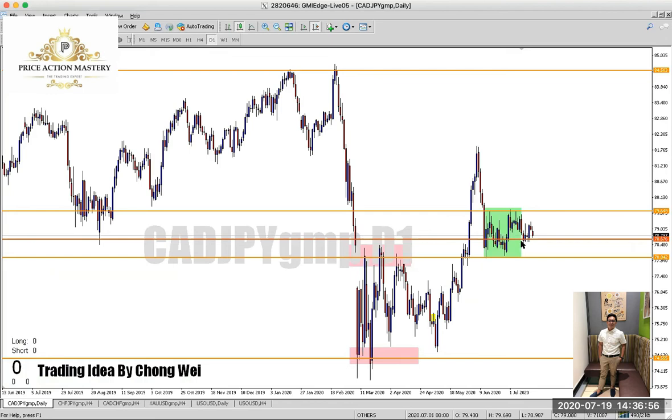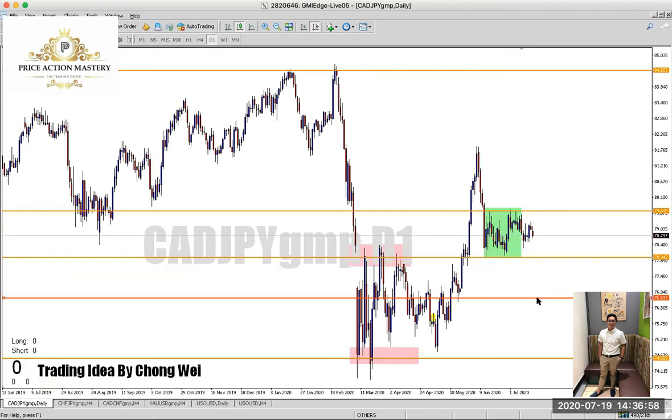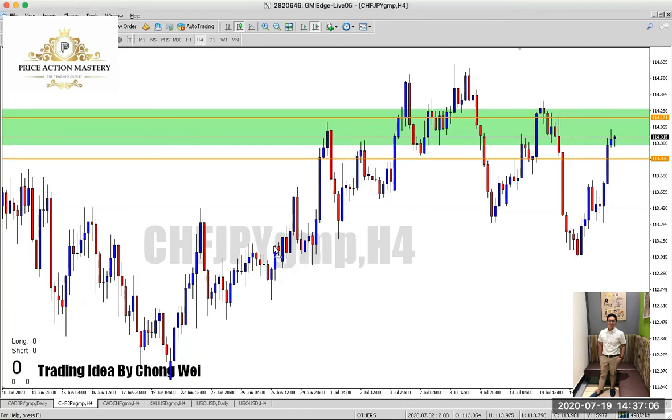So we look into the others, which means CAD CHF, JPY. CAD is not much to discuss because it's basically in a big range market, so we just trade it as a range market. Then another one will be CHF JPY.